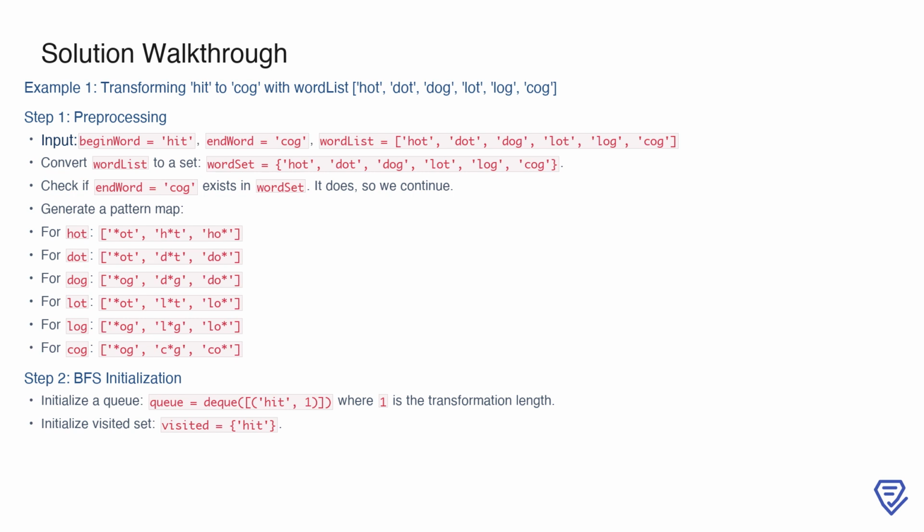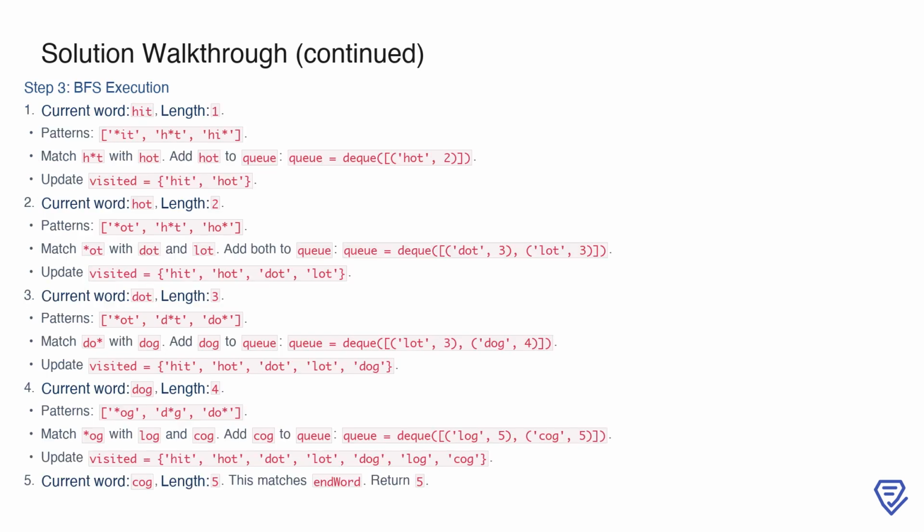Finally, we initialize a queue for the BFS algorithm with the starting word hit and its initial transformation length of 1. We also maintain a visited set to avoid revisiting words, starting with hit. Now, we begin the BFS execution. The first word we process is hit, with a transformation length of 1. The patterns for hit are *it, h*t, and hi*. Matching h*t with the word list, we find hot. Adding hot to the queue and marking it as visited, the queue becomes hot, 2.